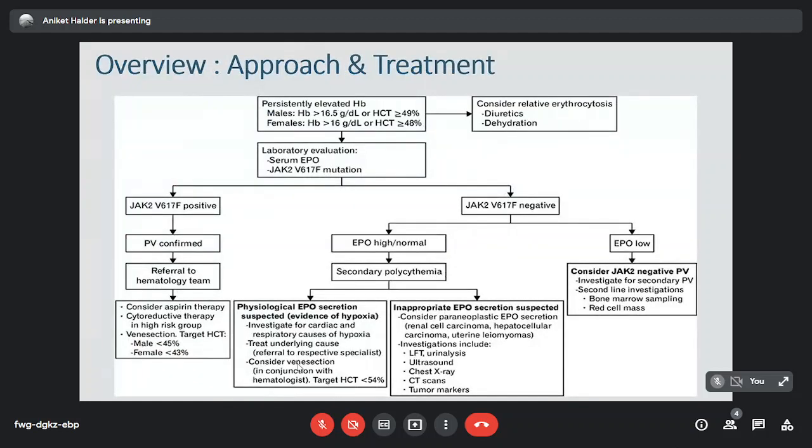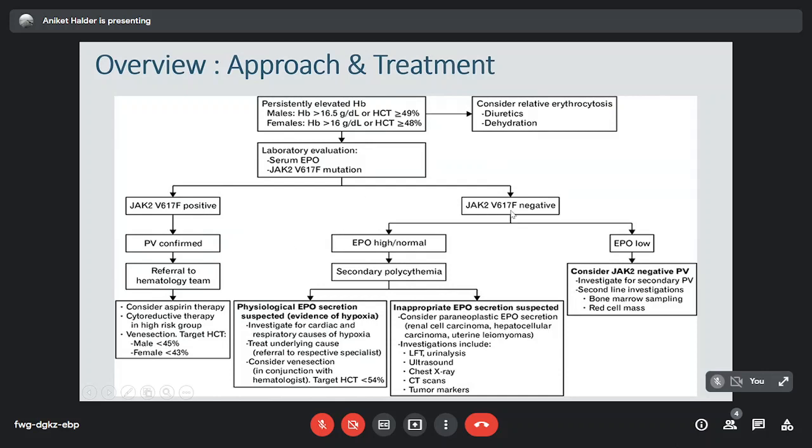So finally, the overview of the approach and treatment of a patient of erythrocytosis, a persistently elevated hemoglobin or hematocrit level. First, we should consider and exclude causes of relative erythrocytosis like use of diuretics or dehydration or diarrhea or severe vomiting or other causes of relative erythrocytosis. After we have excluded relative erythrocytosis, we should go for a serum erythropoietin level and a JAK2 V617 mutation. So if the JAK2 mutation is positive, Polycythemia vera is confirmed, we should refer the patient to the hematology team and the appropriate therapy should be given.